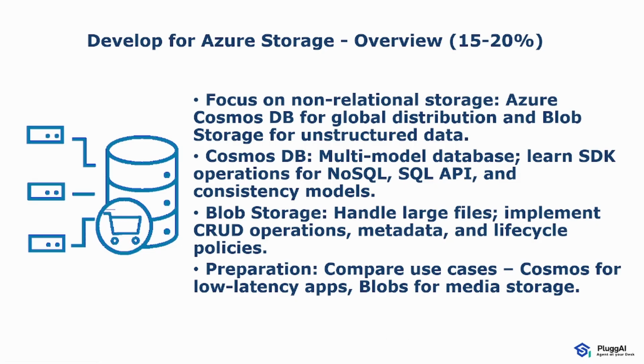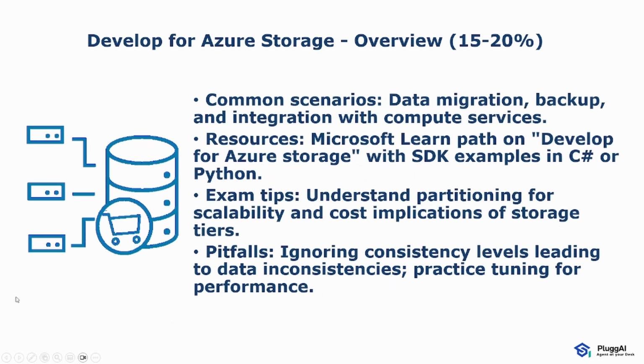Common scenarios you'll see. Your app needs to store terabytes of logs cheaply and archive old ones: blobs with lifecycle management. Or a global app with strong consistency for financial data but low latency: Cosmos with tunable consistency. Hands-on is key here. Create a storage account, upload some blobs via portal and code, set a lifecycle policy to move to cool after 30 days. Spin up a Cosmos account, free tier has it, and play with the SQL API.